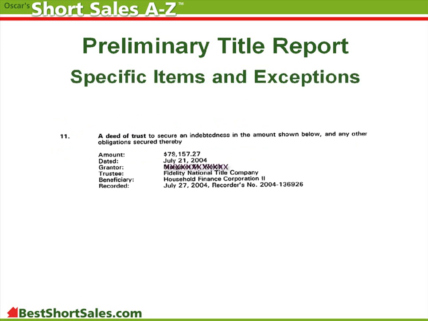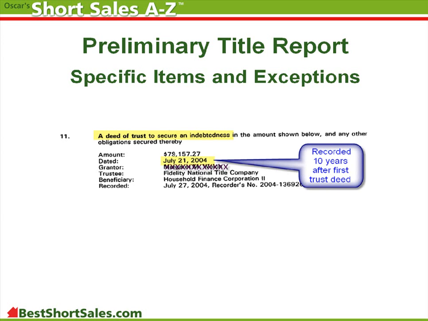Item 11 is another trust deed. There are two loans secured by this property. It reads, a deed of trust to secure indebtedness. By looking at the date of the recording, it is evident that this second trust deed is a cash-out second mortgage. The second trust deed was recorded 10 years after the first trust deed.